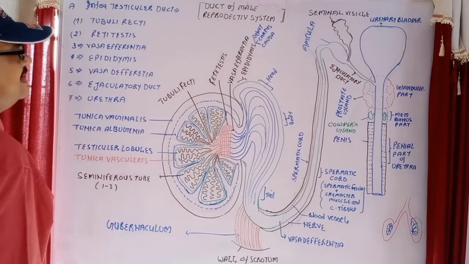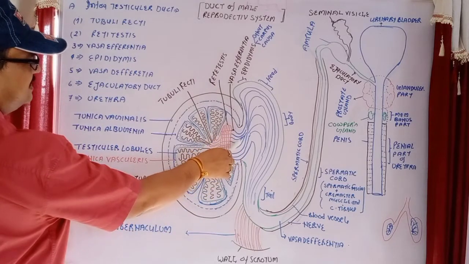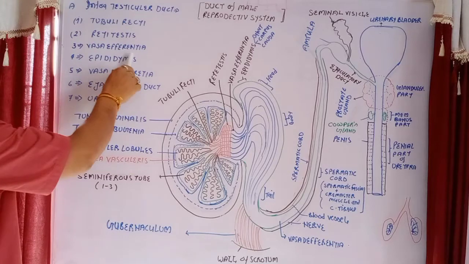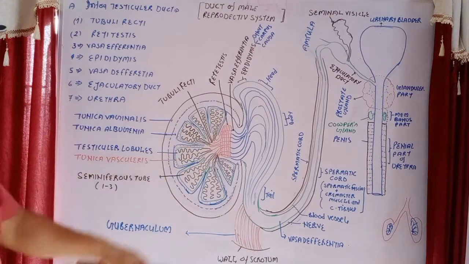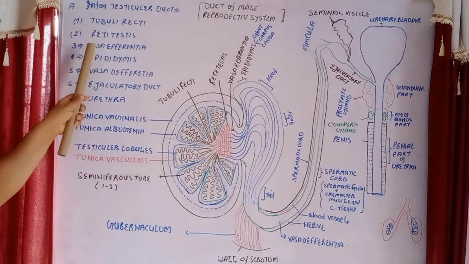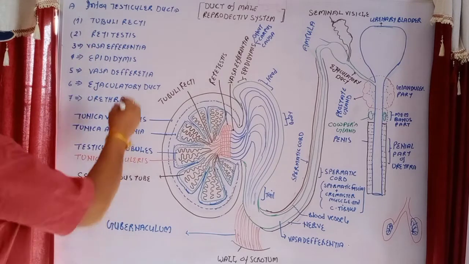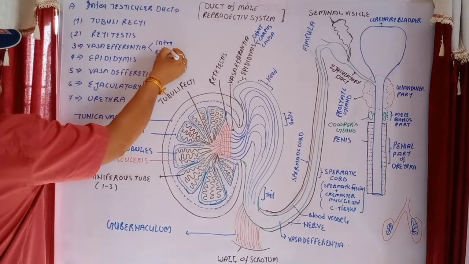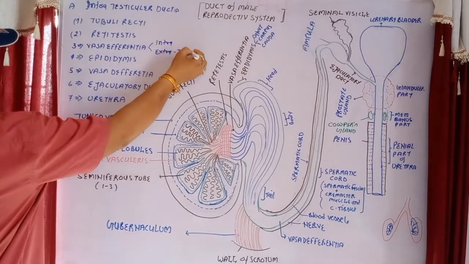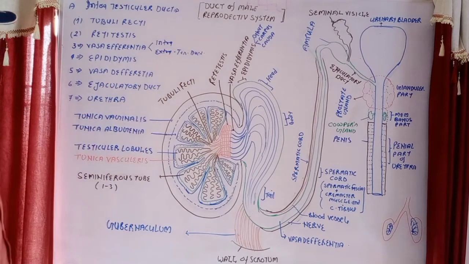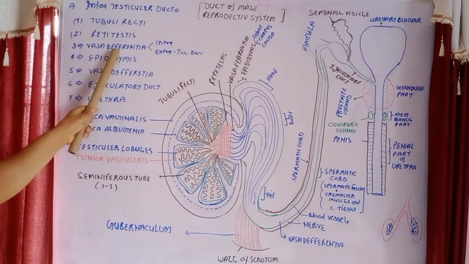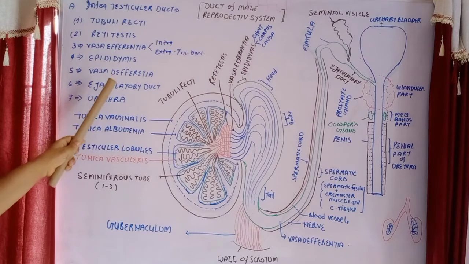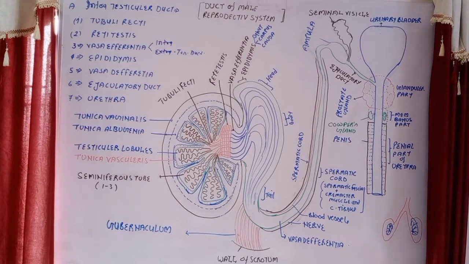The intratesticular ducts are the tubuli recti, rete testis, and up to the vasa efferentia, because some part of the vasa efferentia is present inside the testis. So the vasa efferentia is both intratesticular and extratesticular. The extratesticular ducts found in the male reproductive system are the vasa efferentia, epididymis, vas deferens, ejaculatory duct, and urethra.